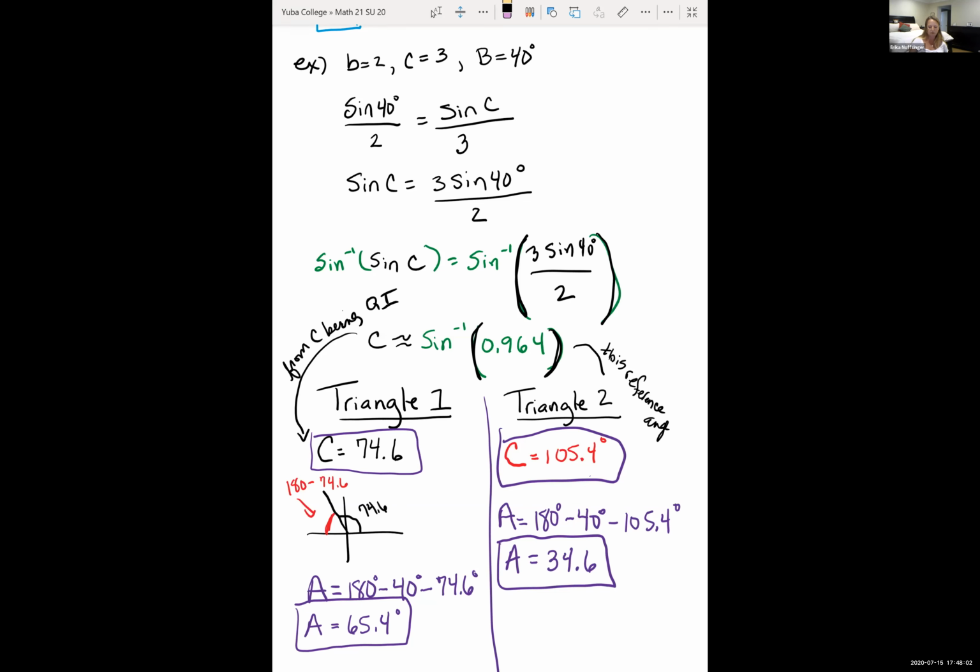So if you take sine inverse of a number bigger than 1, your calculator is going to say error. Or if it was less than -1, it would say error. But since this was positive, I knew, and that's why I wanted to figure out what this value was, so I knew what quadrant I was falling in.